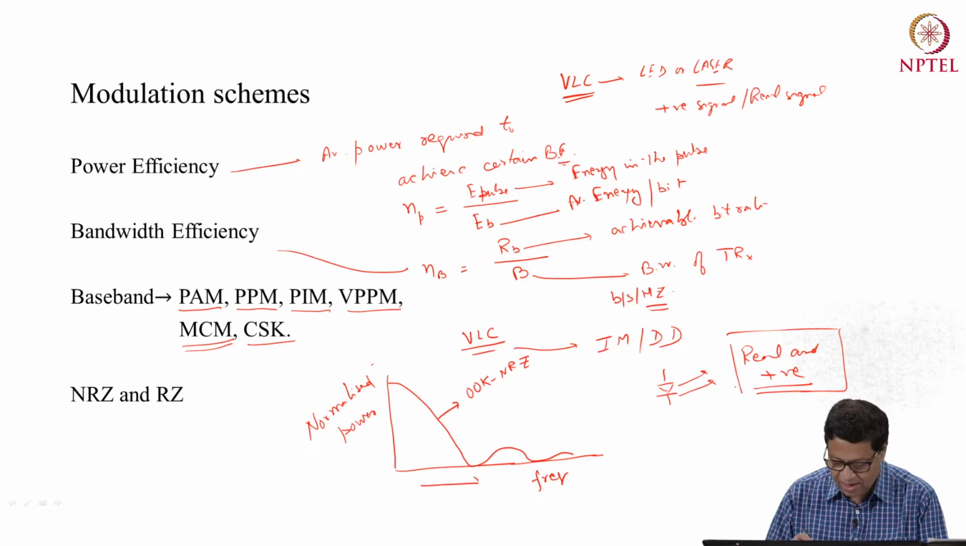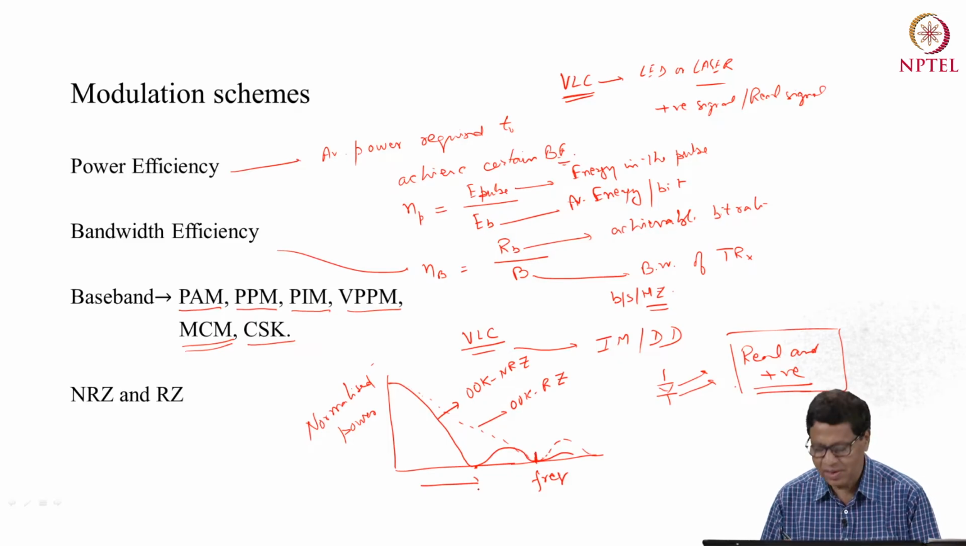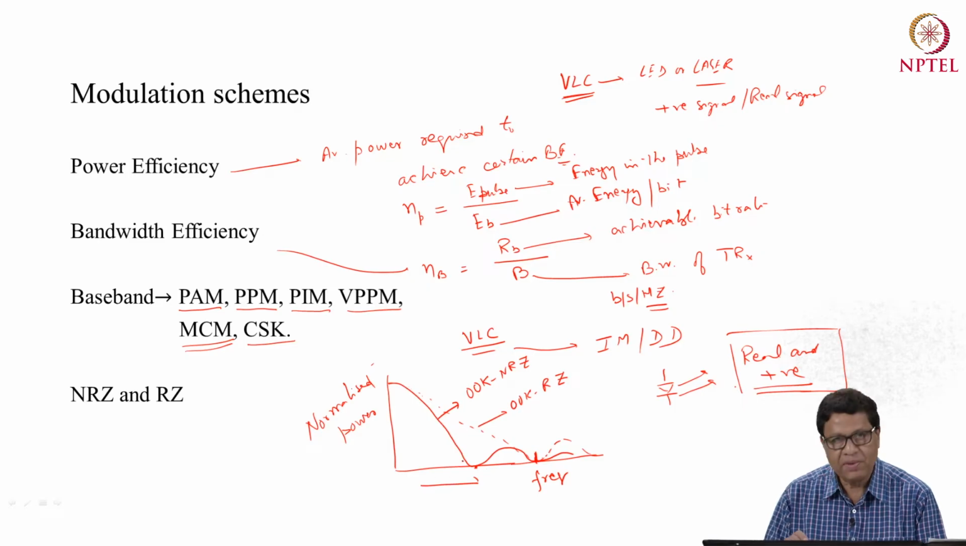And for on-off keying RZ, I'm drawing with a dash, and this will be 0 here. So this is on-off keying RZ. The first 0 occurs here for OOK NRZ, and for OOK RZ, which requires higher bandwidth, the first 0 occurs at point A. So this is the power spectral density for NRZ and RZ signaling.